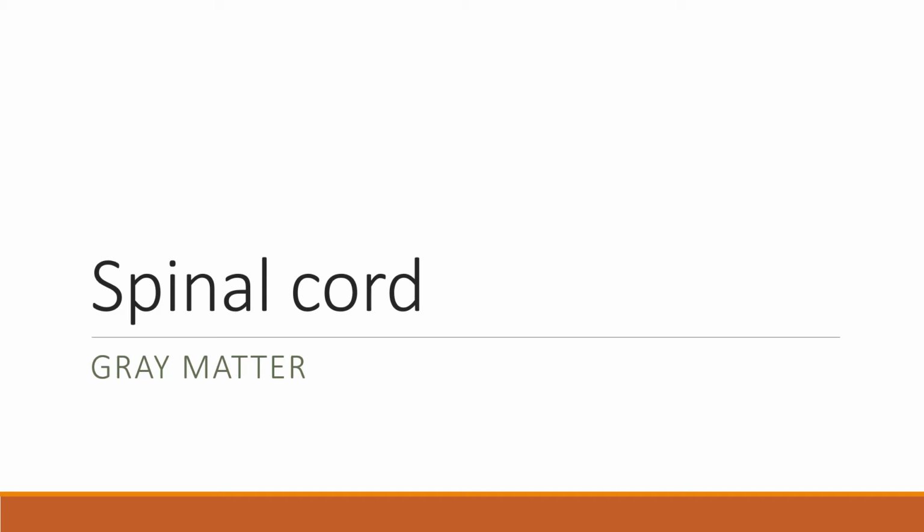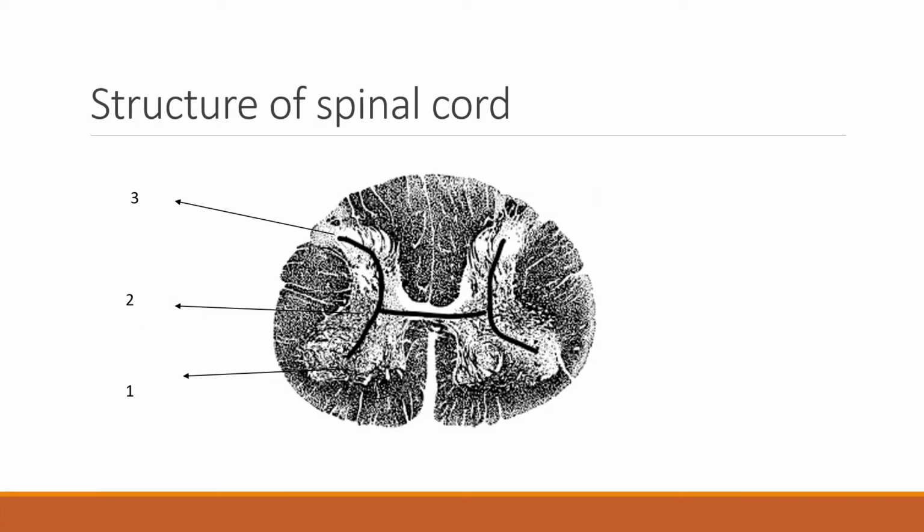Today we are going to learn about the gray matter of the spinal cord. In this slide you could see a section of the spinal cord. The H-shaped structure is the gray matter and on the outside lies the white matter. The gray matter could be divided into three different parts: anterior, lateral and the posterior gray matter.